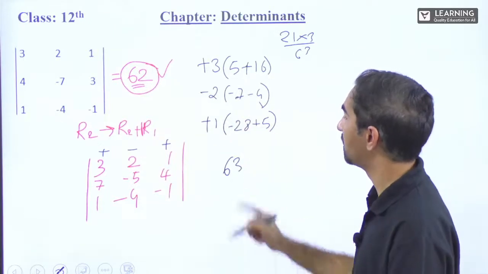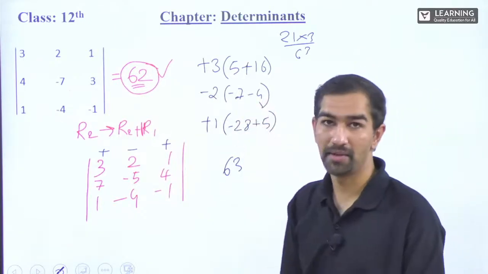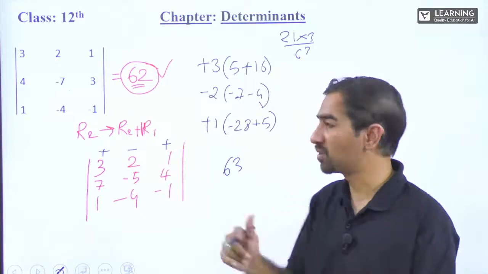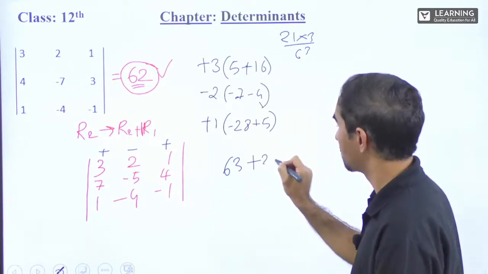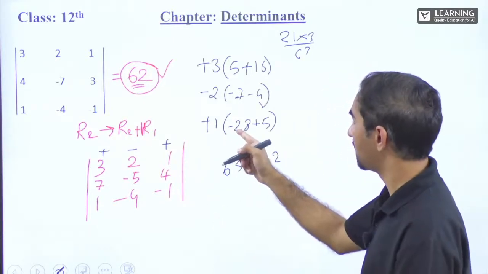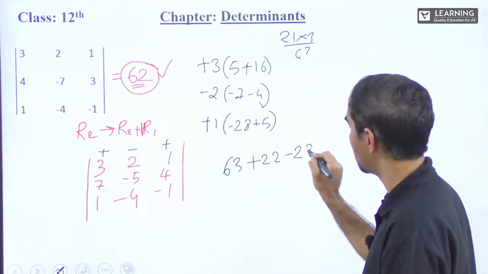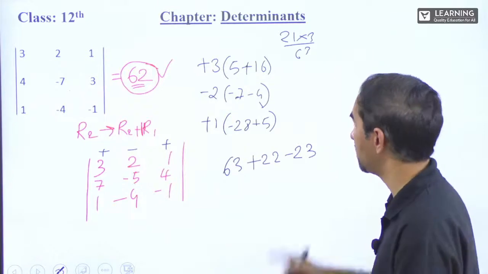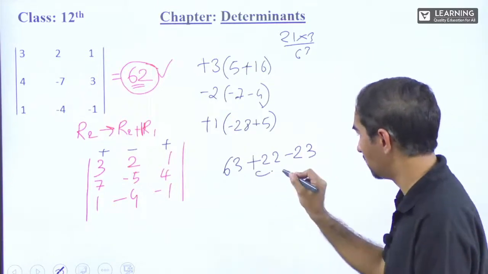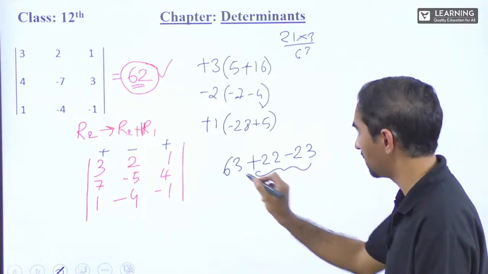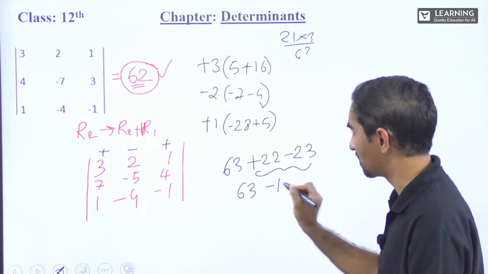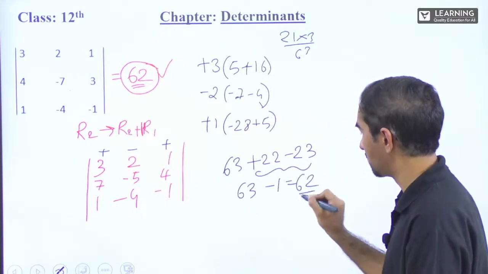Minus into minus will become plus. So minus 7 minus 4 is minus 11. Minus 11 into minus 2 is plus 22. So write plus 22. Again minus 28 plus 5 will become minus 23. So write minus 23. Multiplied with plus 1, it will become minus 23 only. So solve these both first. What will you get? You will get minus 1 and here we have 63. So 63 minus 1 will be equal to 62.